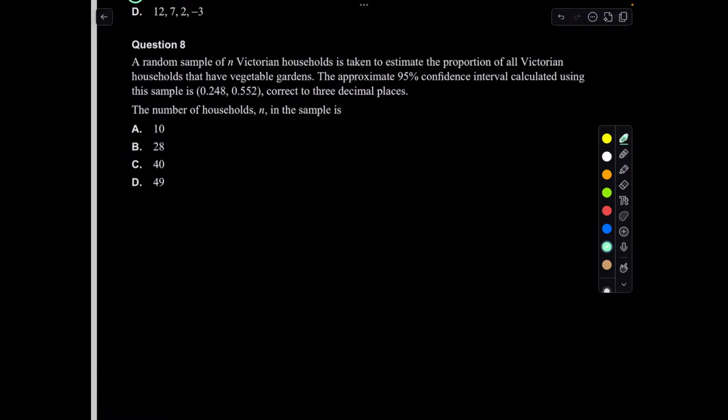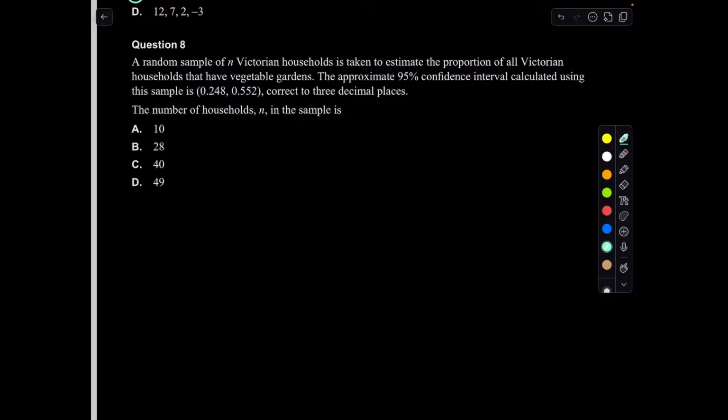A random sample of n Victorian households is taken to estimate the proportion of all Victorian households that have vegetable gardens. The approximate 95% confidence interval calculated using this sample is this. So they've actually given us the 95% confidence interval, correct to 3 decimal places. The number of households n in the sample is what? This is actually so easy. This is like, they've given you a free mark, basically.